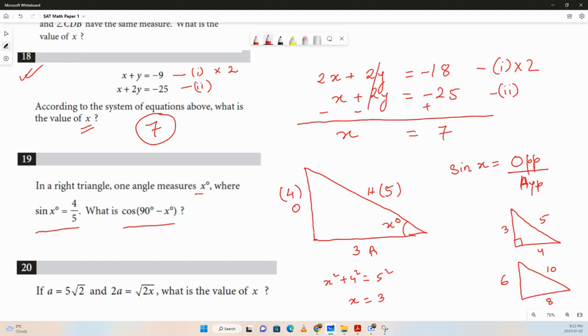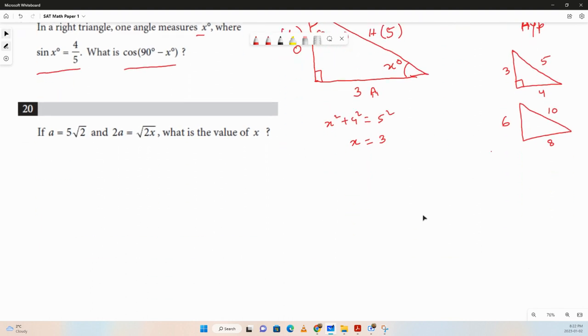Okay. So if this is x, this is 90. This angle is going to be 90 minus x, right? So what is asked? You are asked to find cos of 90 minus x. Okay. So cosine of 90 minus x is, so let me get a little bit of writing space. So just give me one moment while I get some writing space up here.